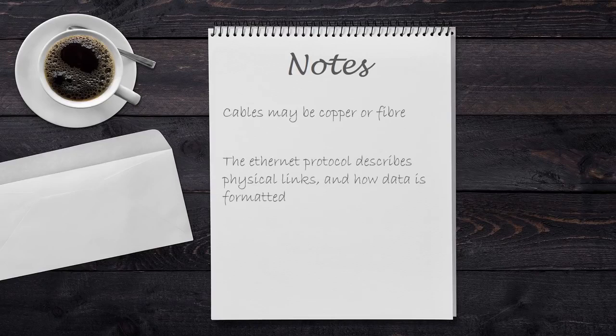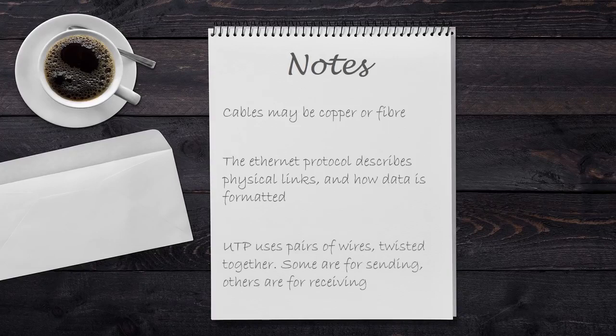Let's have another quick summary. Networks can be wired or wireless. Wired networks may use copper or fiber cables. In a wired LAN, the Ethernet standard is used to describe how data is formatted. It also covers cable types, link speeds, and how to encode data on the physical link.